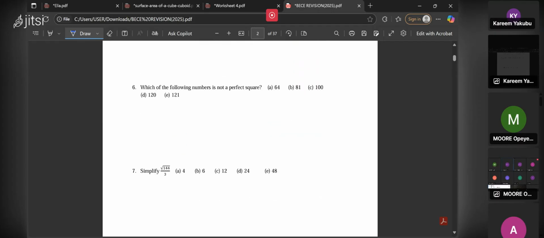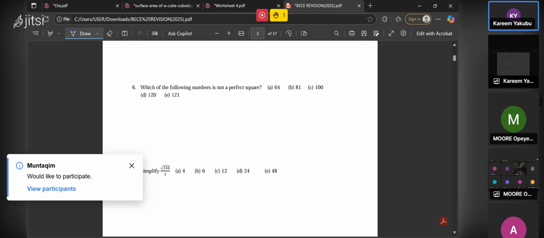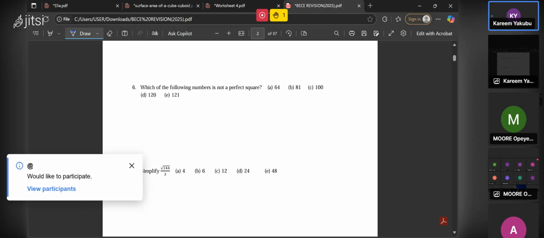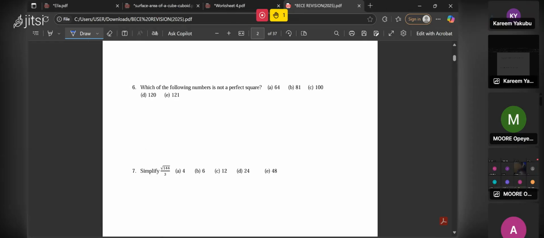Then we move to question 6. Which of the following numbers is not a perfect square? A perfect square is a number whose square root will give you a whole number. So the square root of 64 gives 8. The square root of 81 gives 9. The square root of 100 is 10. 120 is not a perfect square, you can't find its square root as a whole number. The square root of 121 is 11.